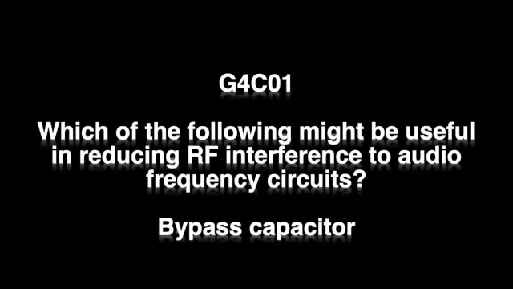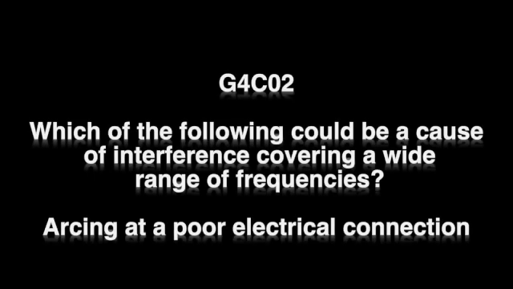G4C01. Which of the following might be useful in reducing RF interference to audio frequency circuits? Bypass capacitor. G4C02. Which of the following could be a cause of interference covering a wide range of frequencies? Arcing at a poor electrical connection. G4C03. What sound is heard from an audio device experiencing RF interference from a single sideband phone transmitter? Distorted speech.